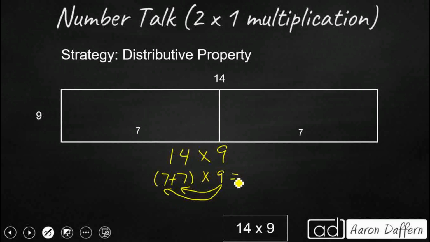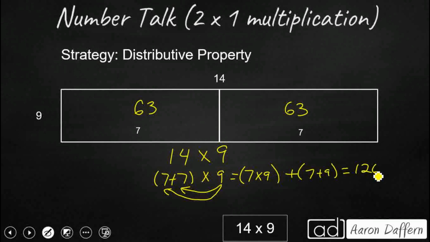Instead of 14 times 9, I'm going to take my 7 times 9. That's easy, that's 63. And I'm going to take another 7 times 9. That's another 63. And add those together. Well, that's easy, that's 126. So hopefully you got your answer of 126.